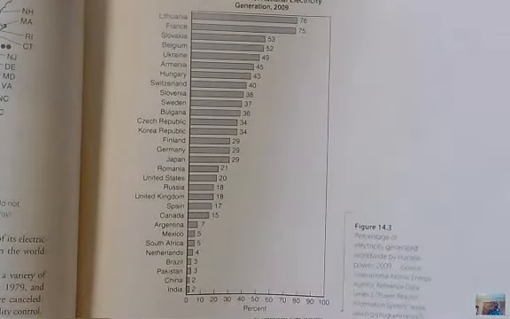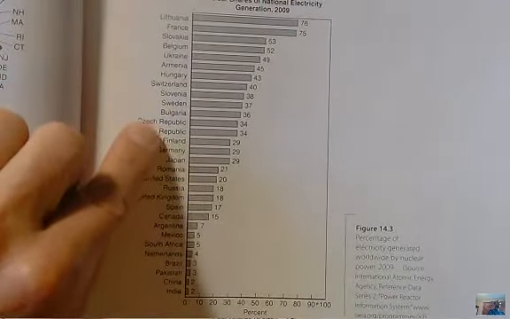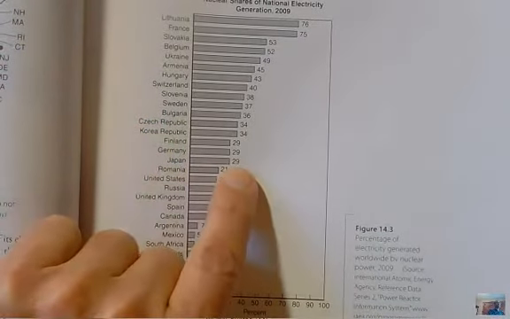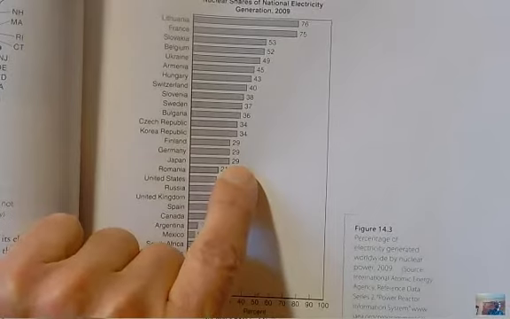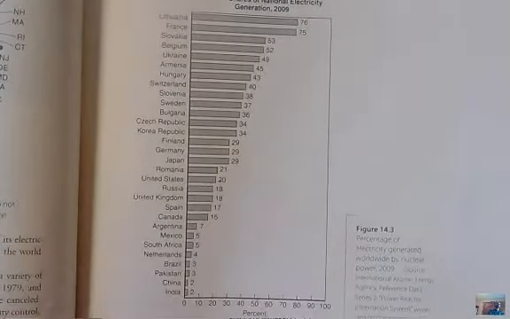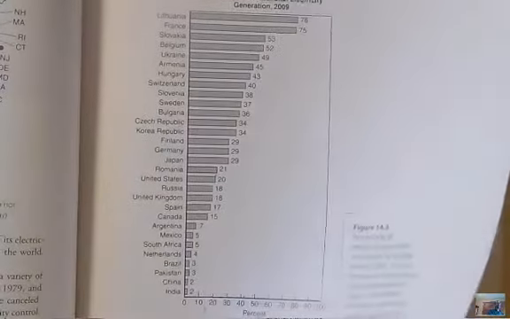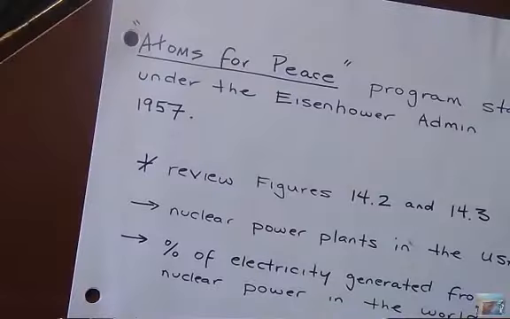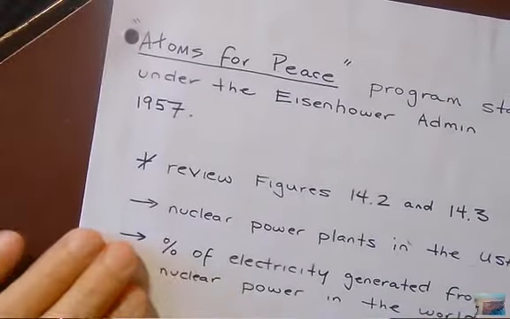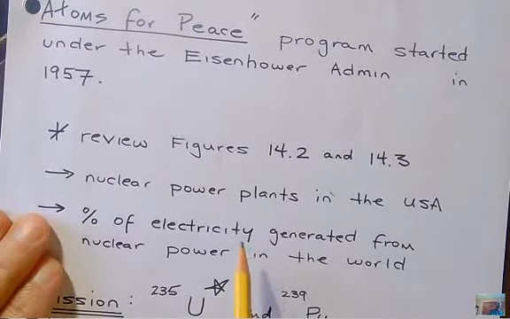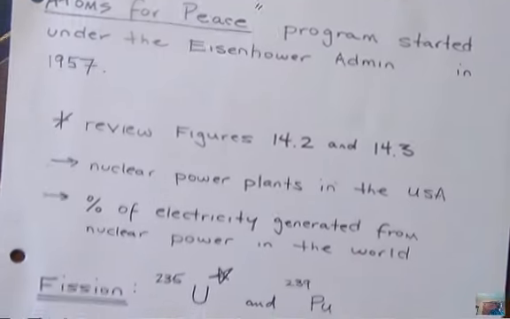Good. How about Japan? We see Japan on here? 29%, so higher than the United States. Okay, Japan and Germany, both 29%. So percentage of energy generated by nuclear reactions. So we reviewed the nuclear power plants in the U.S. We reviewed the percentage of electricity generated from nuclear power in the world.